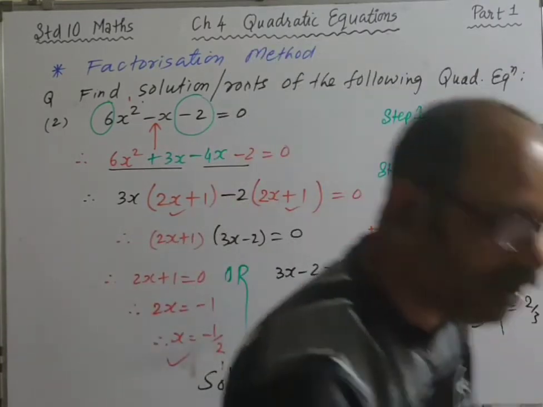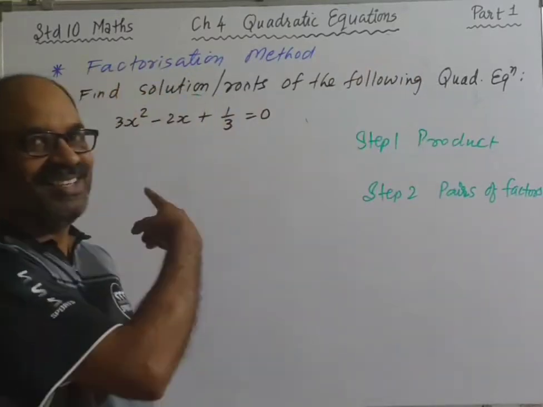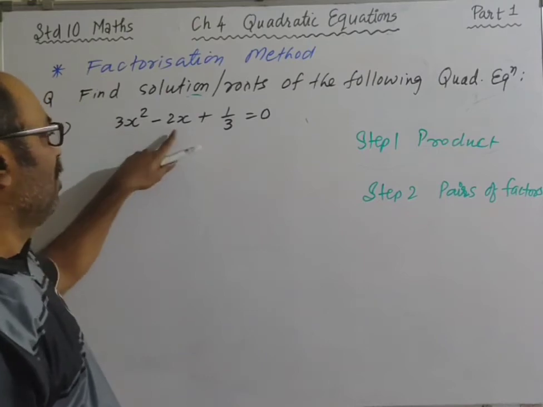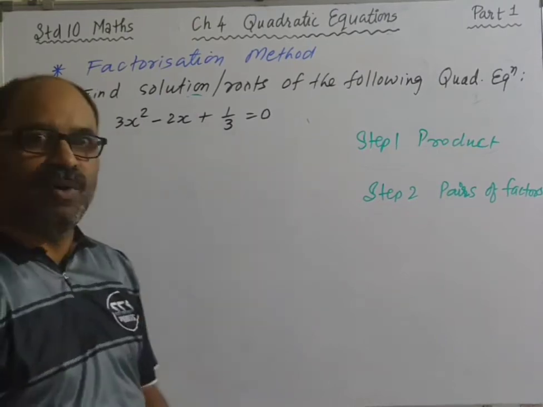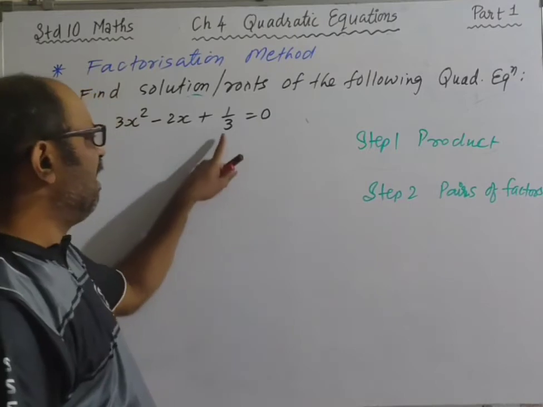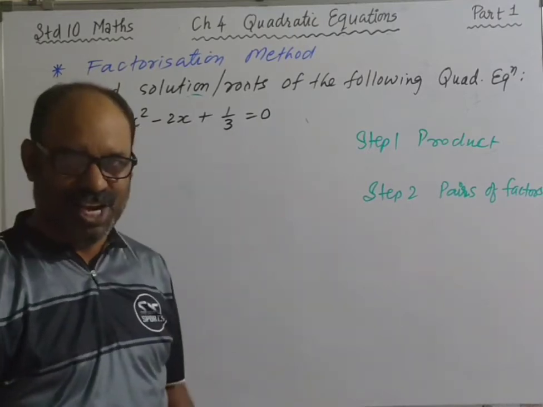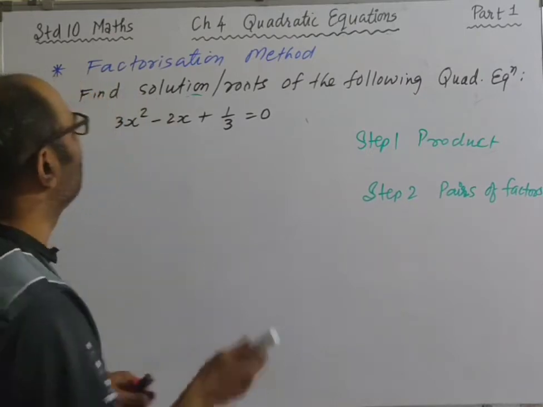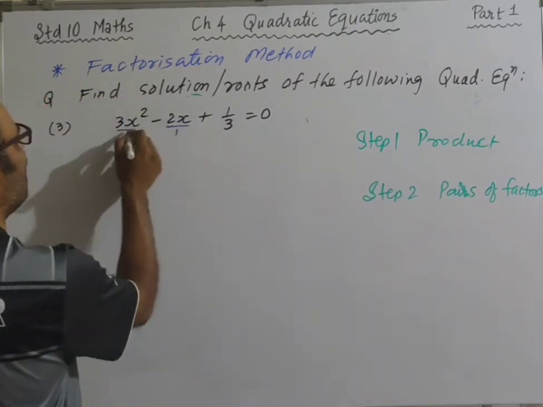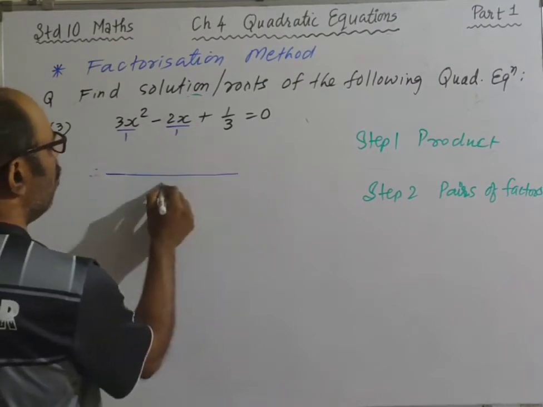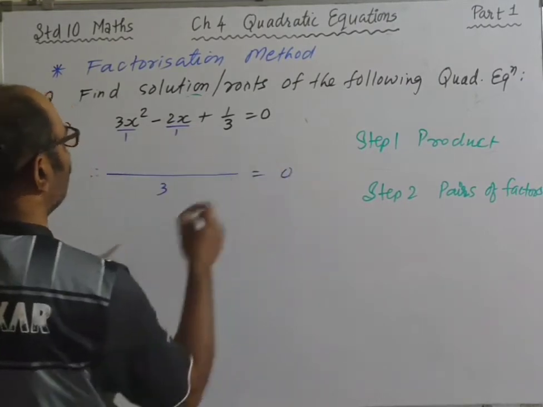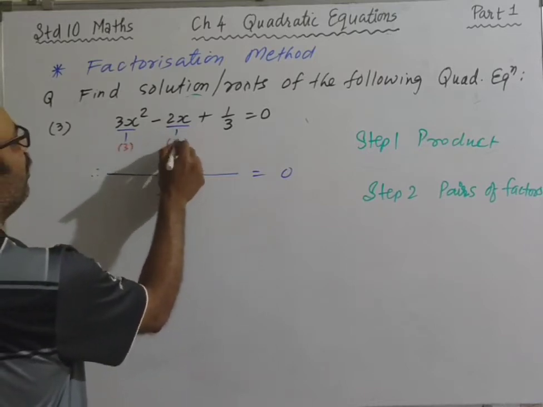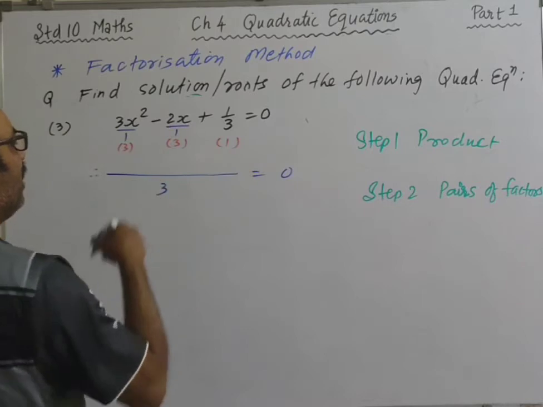Number 3. Okay. Here's the third one, children. Let's see. 3x square minus 2x plus 1 upon 3 equal to 0. Yes, there is involvement of a rational number. So what do we do, children? We will simplify first by taking LCM upon 1 upon 1. Therefore, whole upon 3, that is equal to 0. So what will you have? 1 into 3, and 3 into 1 is 3.